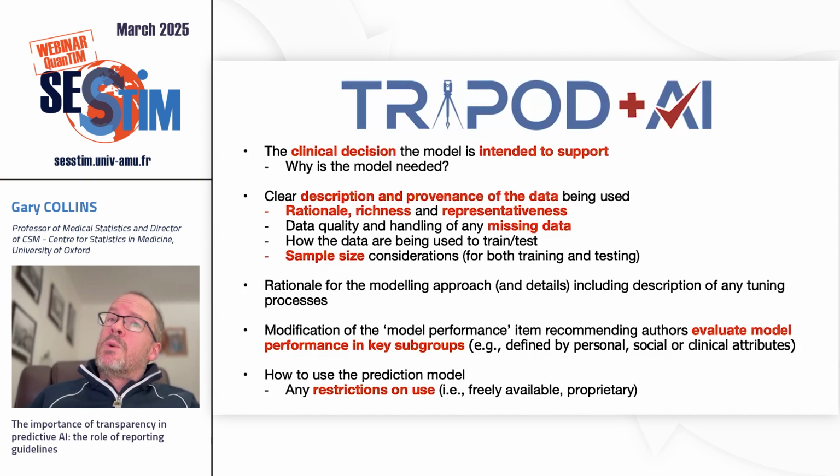We're asking now, because there are concerns around the provenance of certain data, and people are increasingly fabricating their data, for authors to provide a bit more evidence around the provenance of the data they're using. Talk about the richness of that data set. Why is it useful for the research question you're interested in? Is it sufficiently representative of the target population in whom you're going to use the model? How are you handling missing data? What are the sample size considerations?